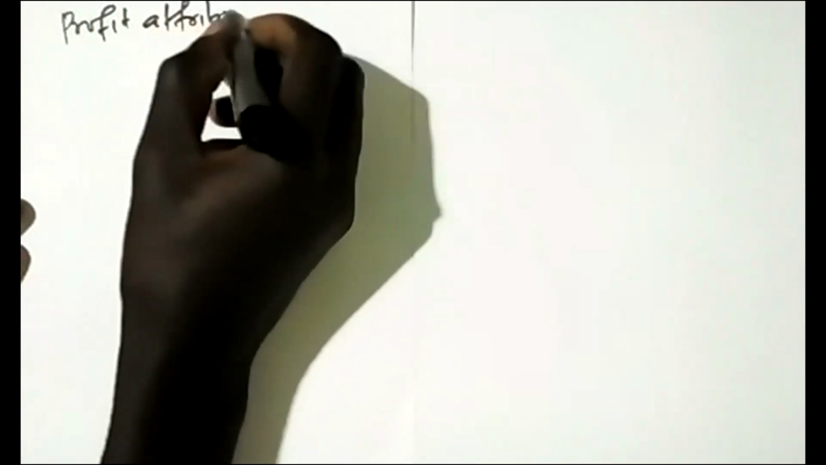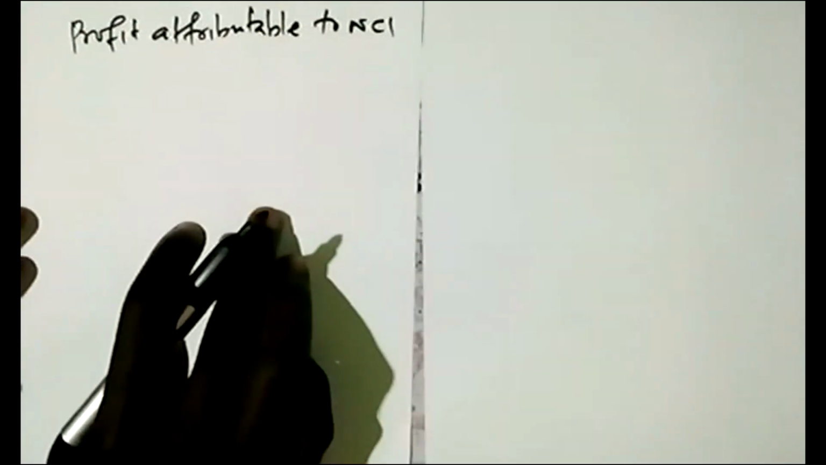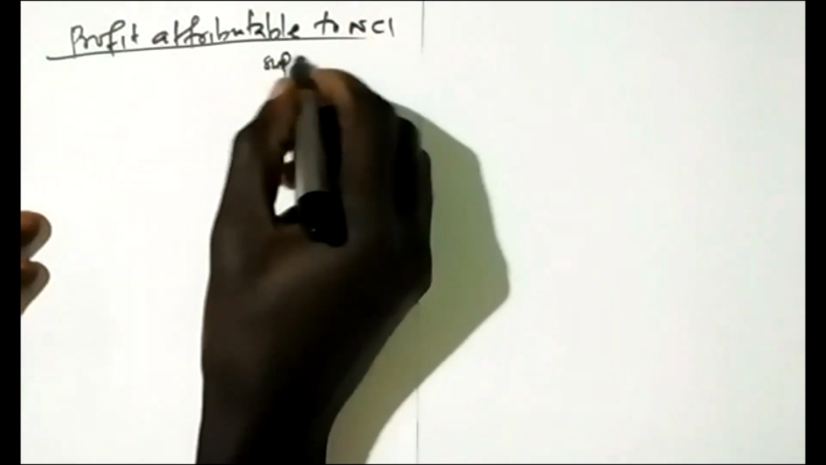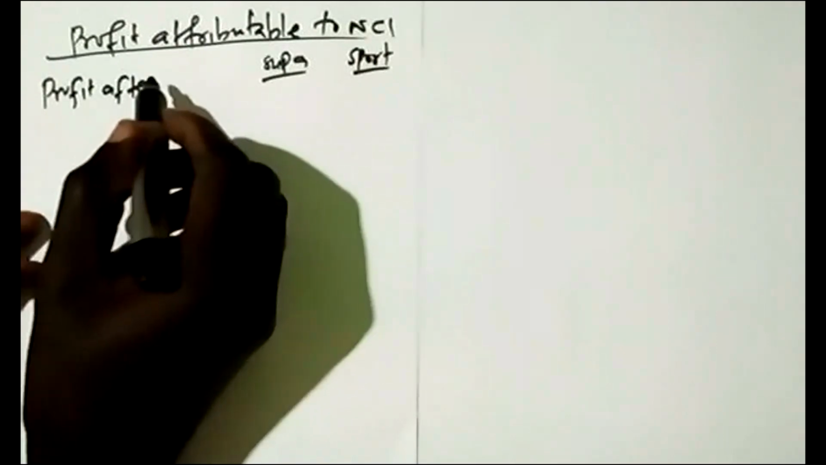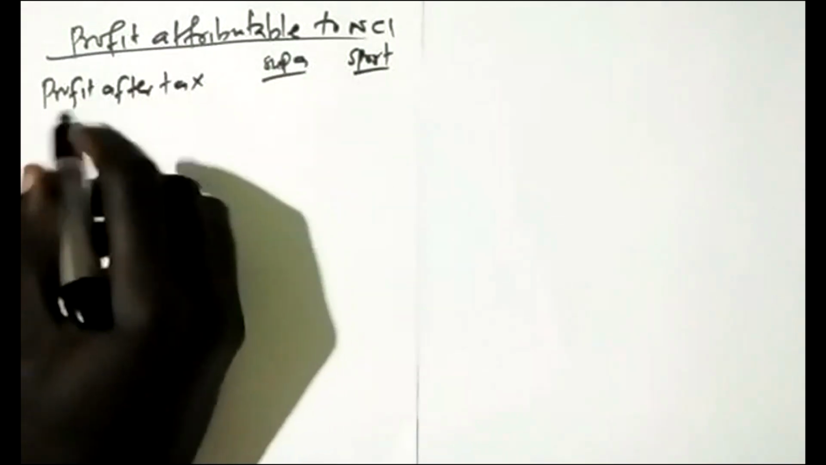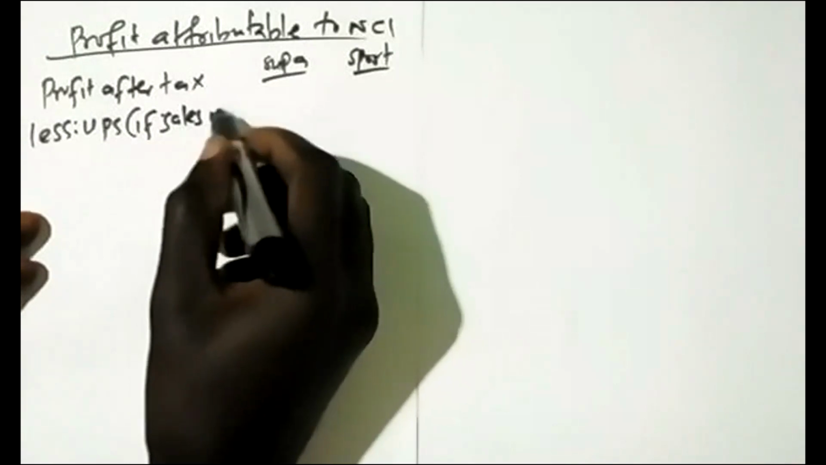So profit attributable to the NCI. This is another working. So this is Super, and here we have Sport. We need to adjust the profit after tax the way I have said. So we start with the profit after tax in those subsidiaries. Then we subtract unrealized profit, URP, if sales upstream.